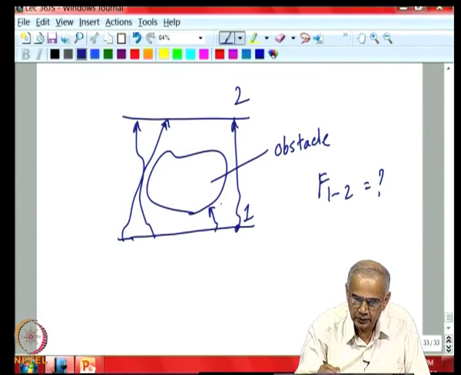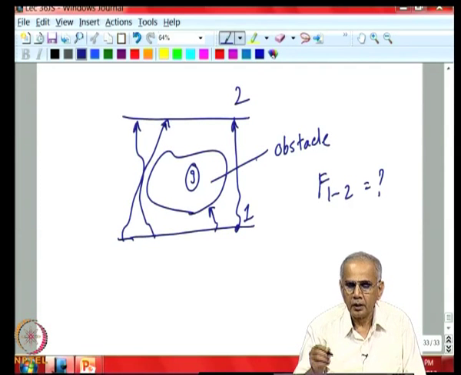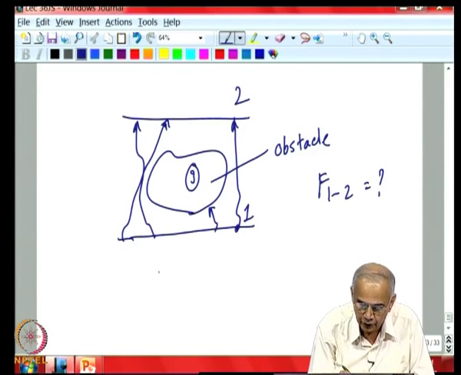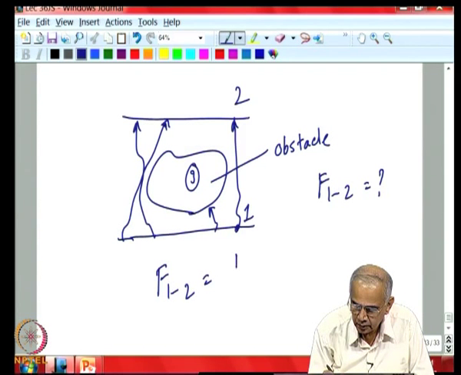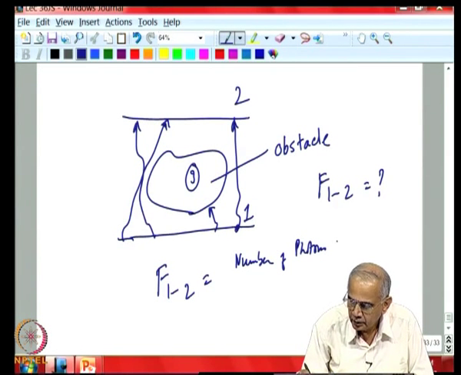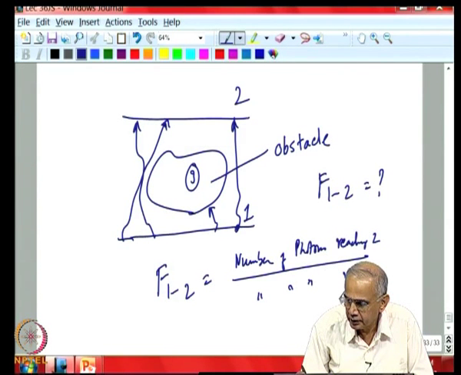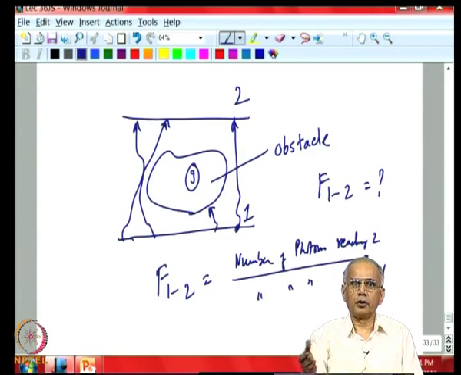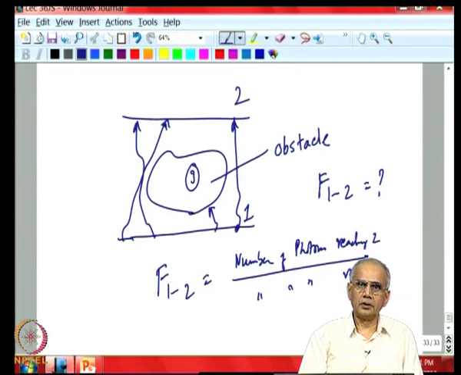And what reaches surface 3, the obstacle, and we just have to release 10,000, 100,000 or a million photons and find out how many photons are reaching surface 2, how many are reaching surface 3, and hence you can compute, for example, F12 as number of photons reaching 2 by number of photons released. This is the F12, provided the number of photons is very large, of the order of 10,000, 100,000 and a million.